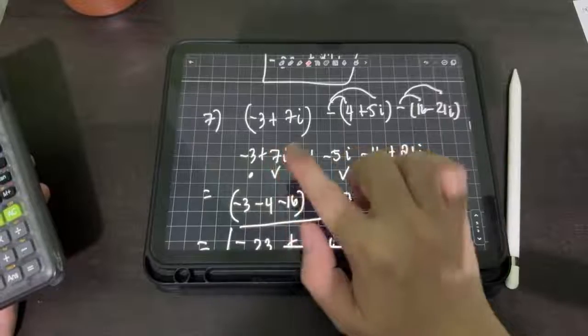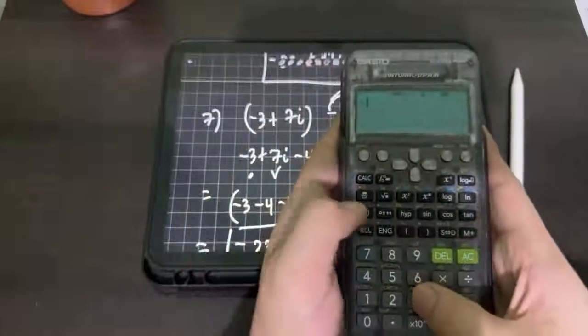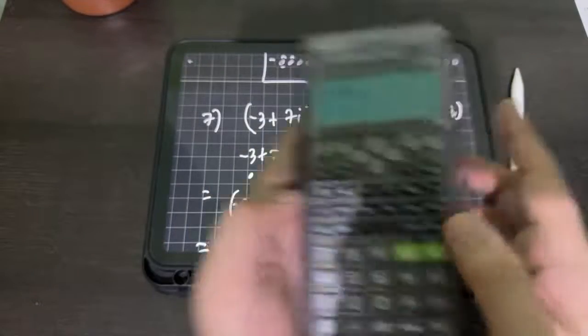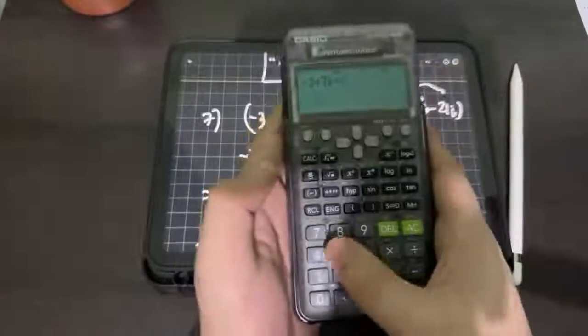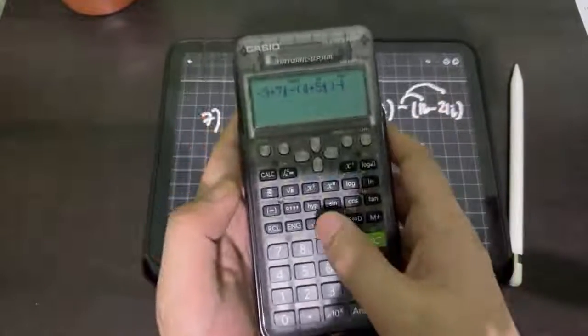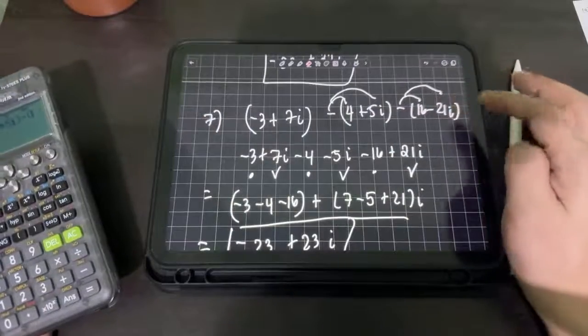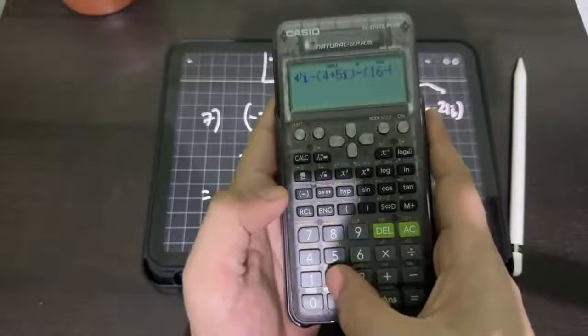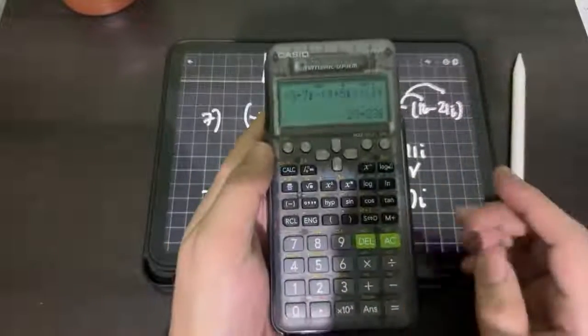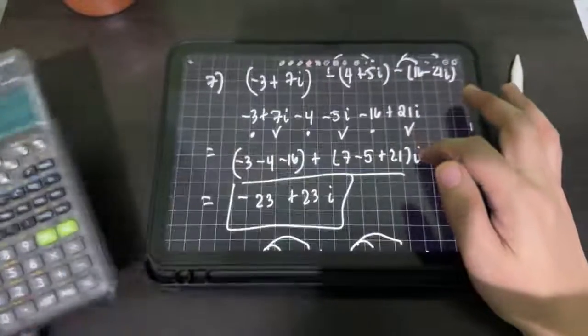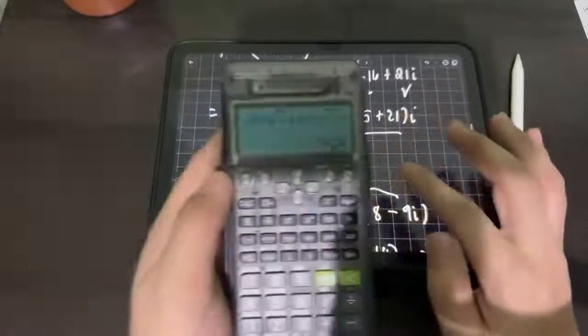Okay, this one. Negative 3 plus 7i minus, open parenthesis, 4 plus 5i, then minus, again, open parenthesis, 16 minus 21i, sorry. Press equal. Okay, you will have negative 23 plus 23i.